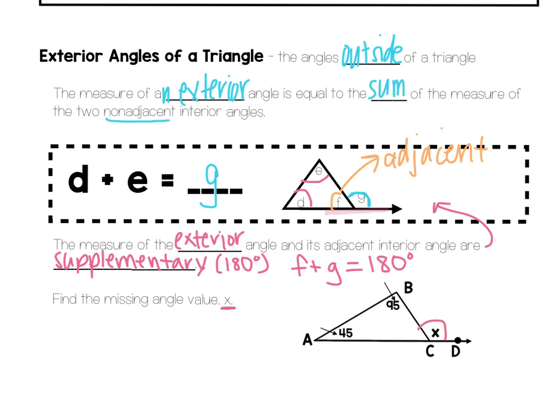Okay, so for this first example, to find the value of X, which is our exterior angle right here, we are just going to add 45 plus 95. These are our two interior angles that are not adjacent to our exterior angle. And when I add them, I should get 140 degrees. And that is X. This angle right here is 140 degrees. And if you notice, it's an obtuse angle, so that makes sense.